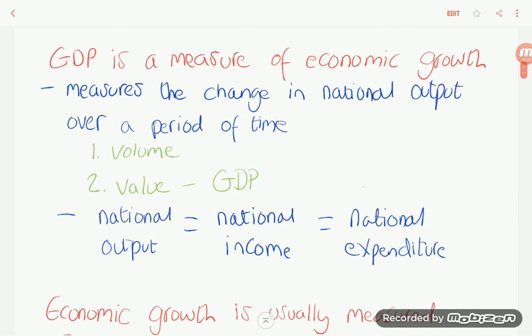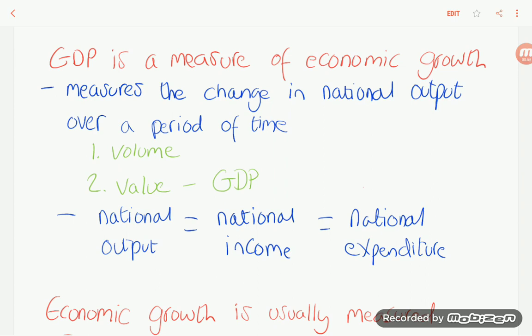GDP is a measure of economic growth. Economic growth can be measured by the changes in national output over a period of time. The national output is all the goods and services produced by a country. Output can be measured in two ways: volume, that's by adding up the quantity of goods and services produced in 1 year, and secondly by value, calculating the value in terms of billions of pounds of all the goods and services produced in 1 year.